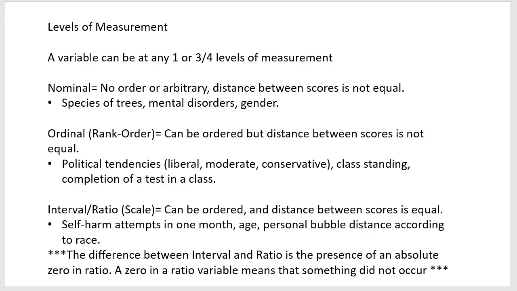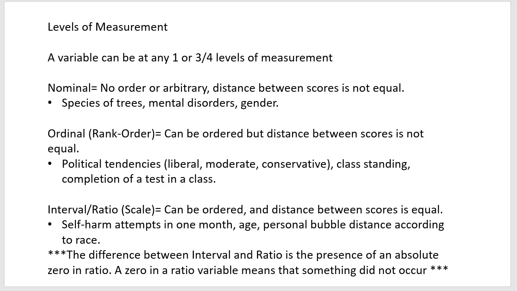So the nominal variable is a variable that has no order, or the order is arbitrary. The distance between scores is not equal, or it doesn't make sense. So like species of a tree, the classification of mental disorders, or gender, those are nominal variables. They can't be rank ordered, and the distance between them isn't sensible. For example, the difference between a man and a woman, you can't put a number on that.